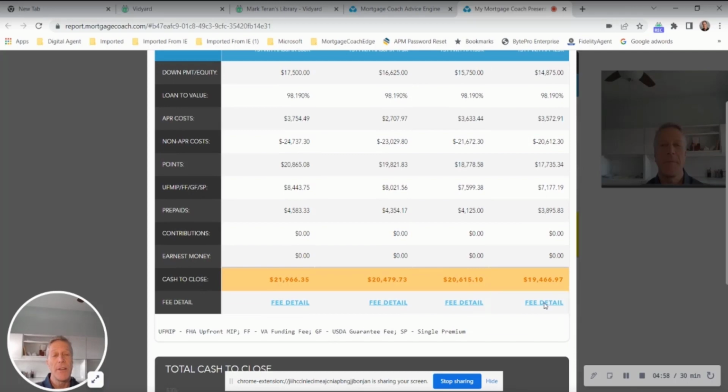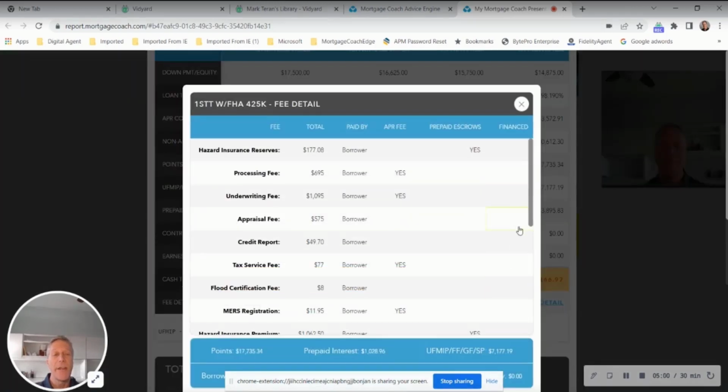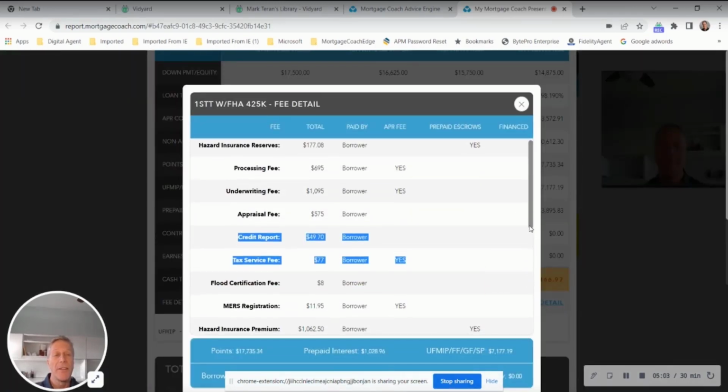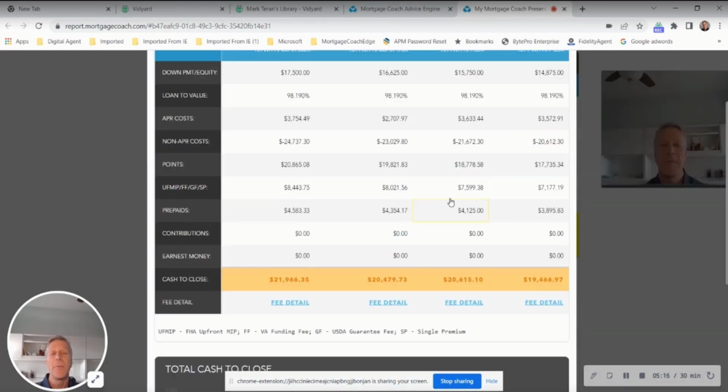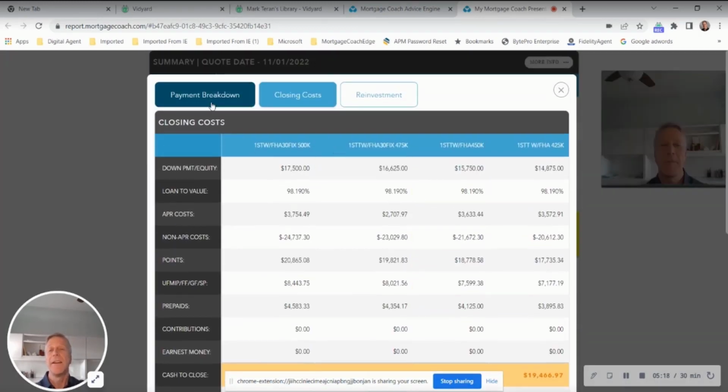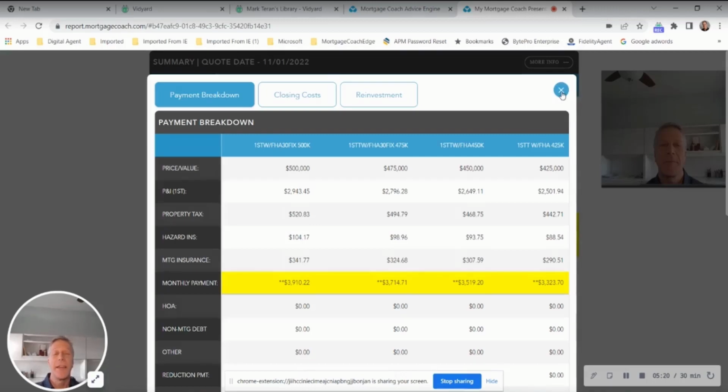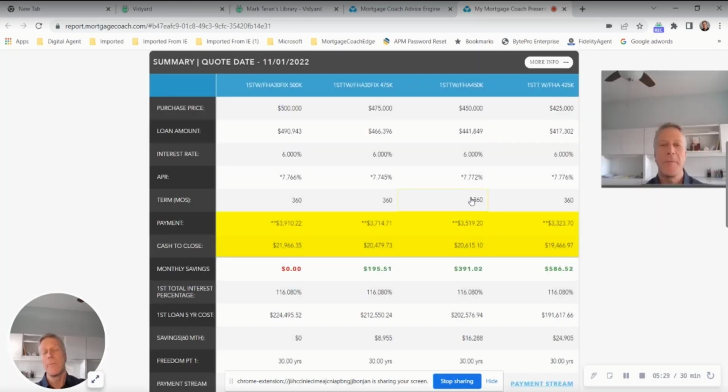So on the fourth option here, if I click on the fee detail, scroll down towards the bottom of the cost there, you'll see in that case there's the second down payment assistance through the state of California. Here's a seller credit that we were looking at negotiating, and it gives them a really good idea of all their options and like all the minute details of what they need to know to be a better educated home buyer. And plenty of them love it.